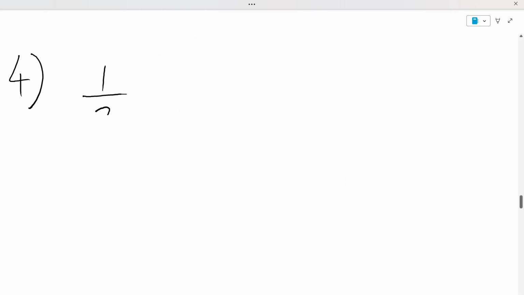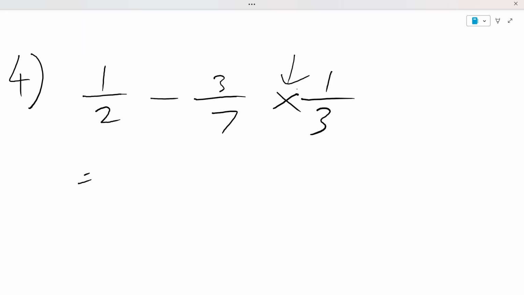If I had a half minus 3 over 7 times 1 over 3. Again, we can do BIDMAS, so are there any brackets? No. Are there any indices? No. Now we look at division and multiplication. Well, there is. There's this multiplication sign here, so we'll deal with that first. This is a half minus 3 over 7 times a third.